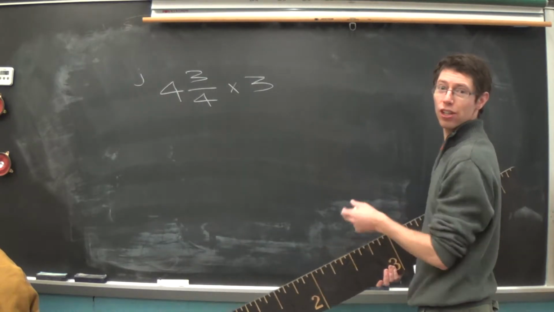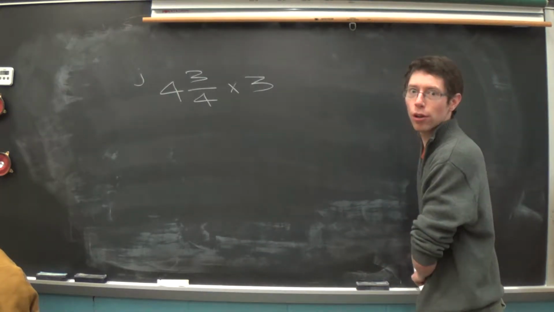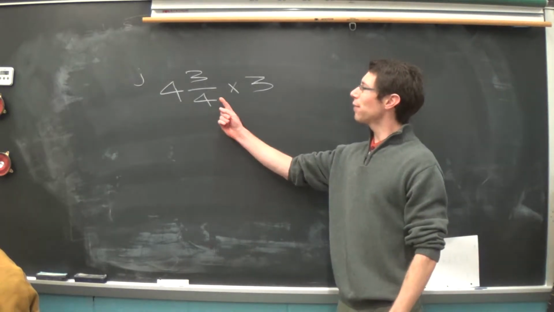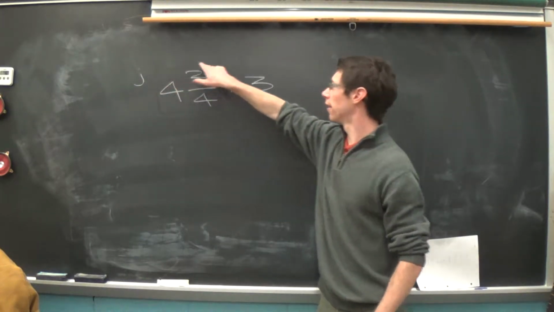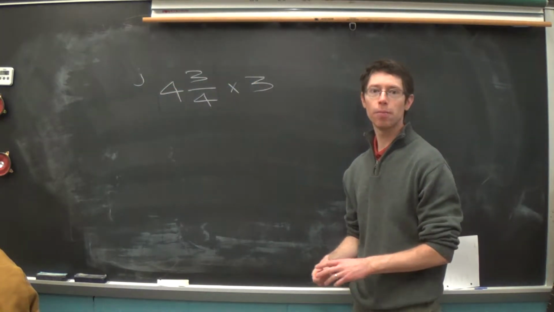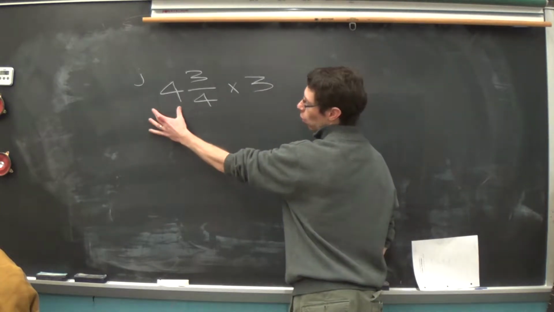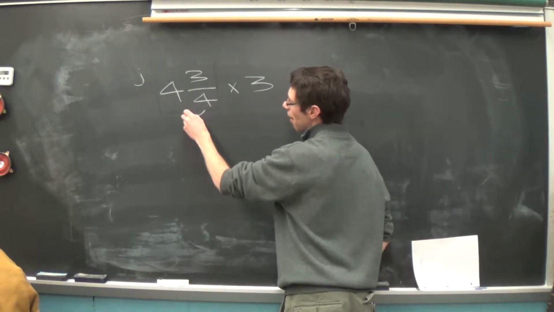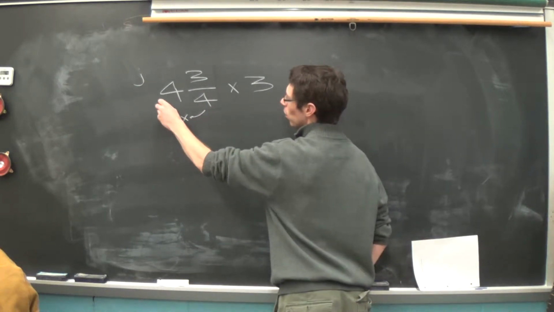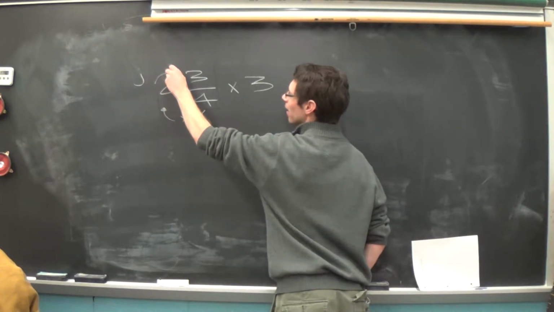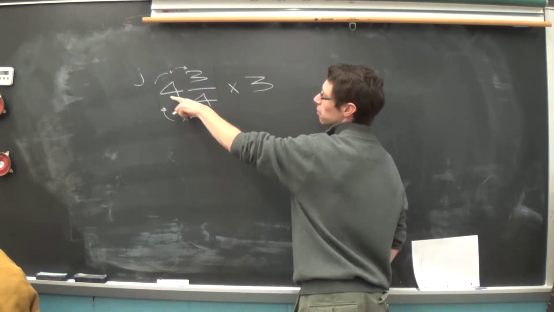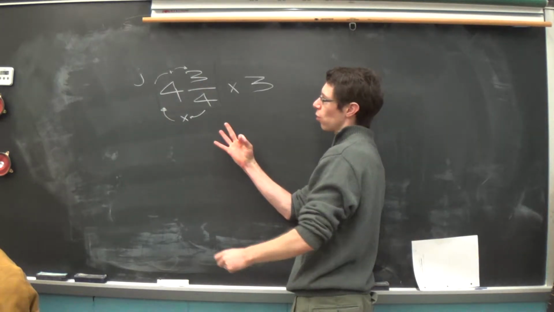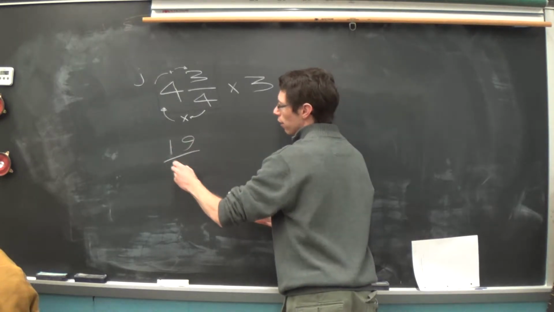That's how I like to do these, but I'm going to show you sort of the old-fashioned way that you probably first learned when you learned how to multiply fractions. You have to convert the mixed number into what's called an improper fraction. So this is a mixed number because you have the whole number and a fraction. To convert that into an improper fraction, you multiply the denominator by the whole number, and then you add the numerator. 4 times 4 is 16, plus 3 is 19. So 4 3/4 is the same as 19/4.